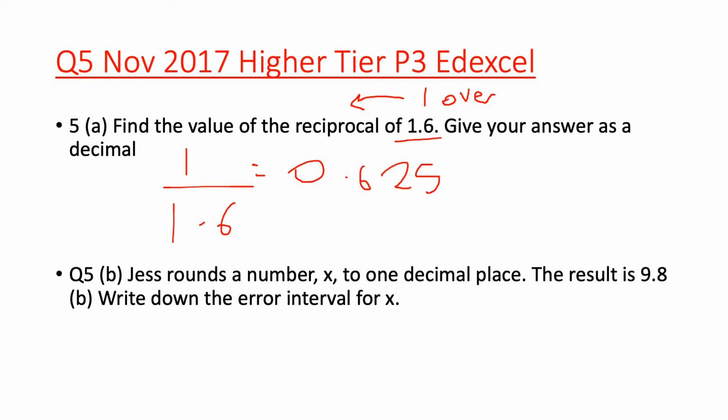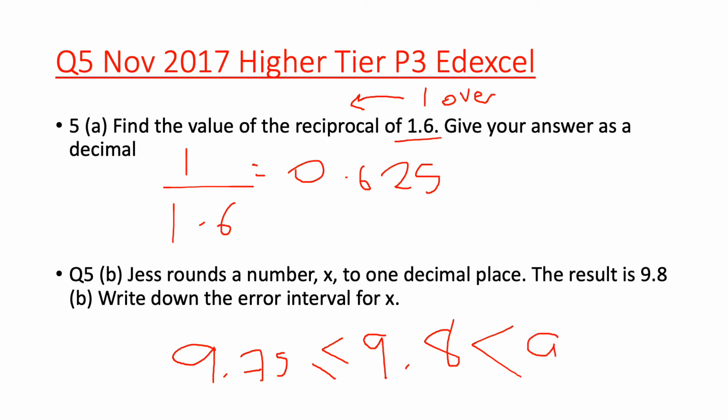Okay, right guys, part B. It says Jess rounds a number x to one decimal place. The result is 9.8. Write the error interval. So what it's saying is, I want to write the upper and lower bound. Well, the lower bound is 9.75, with the equal sign. So it can't be 9.74 because that will round down to 9.7.